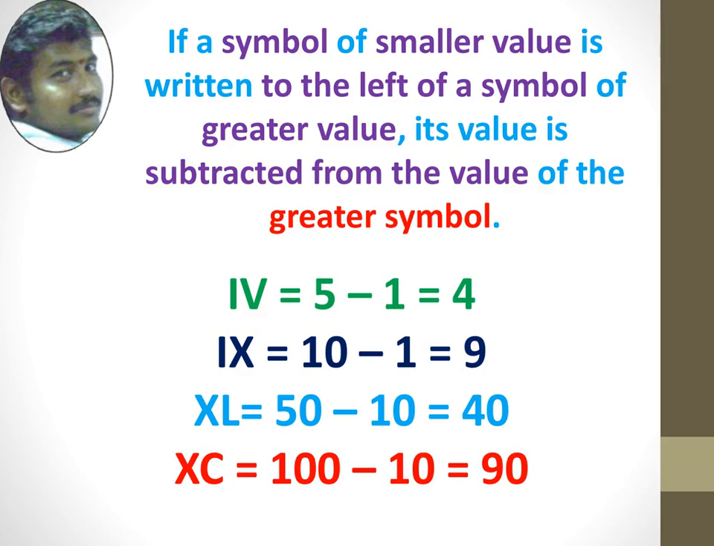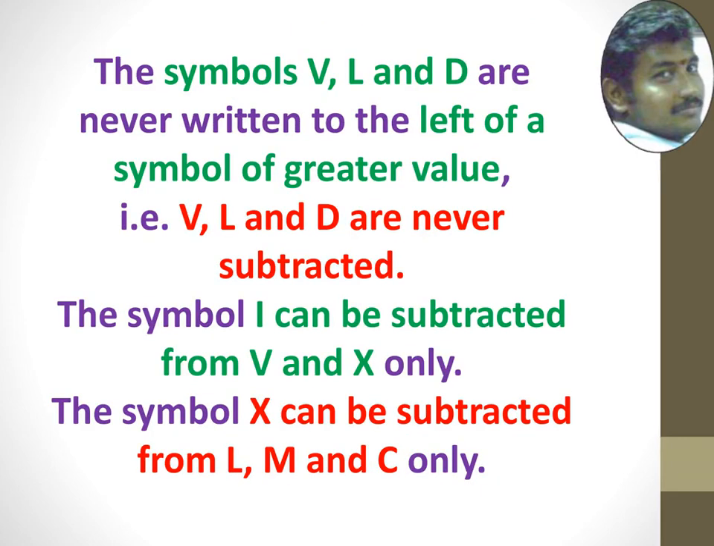If a symbol of smaller value is written to the left of a symbol of greater value, its value is subtracted from the value of the greater symbol. So IV, 5 minus 1, 4. IX, 10 minus 1, 9. XL, 50 minus 10, 40. XC, 100 minus 10, 90, and so on.